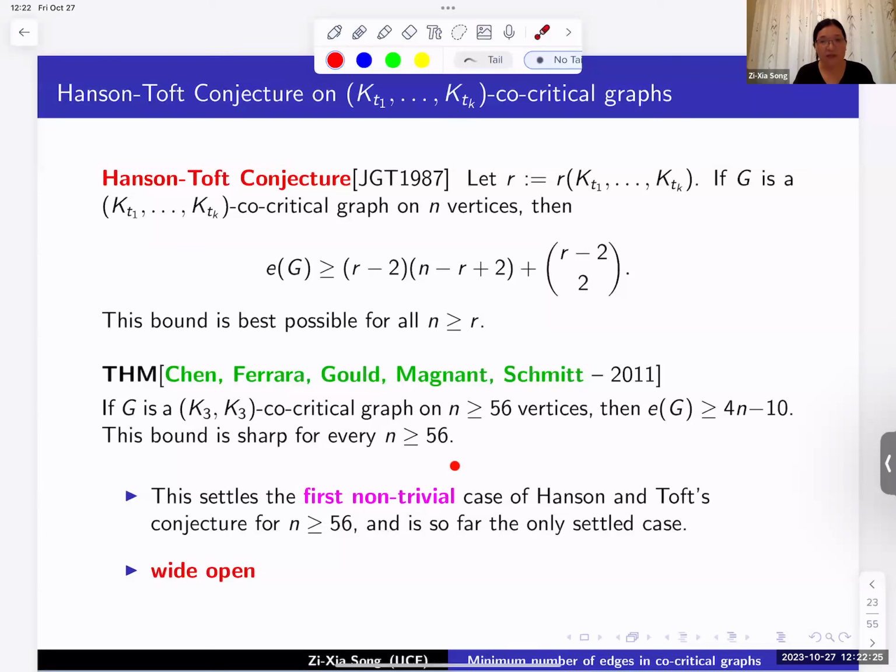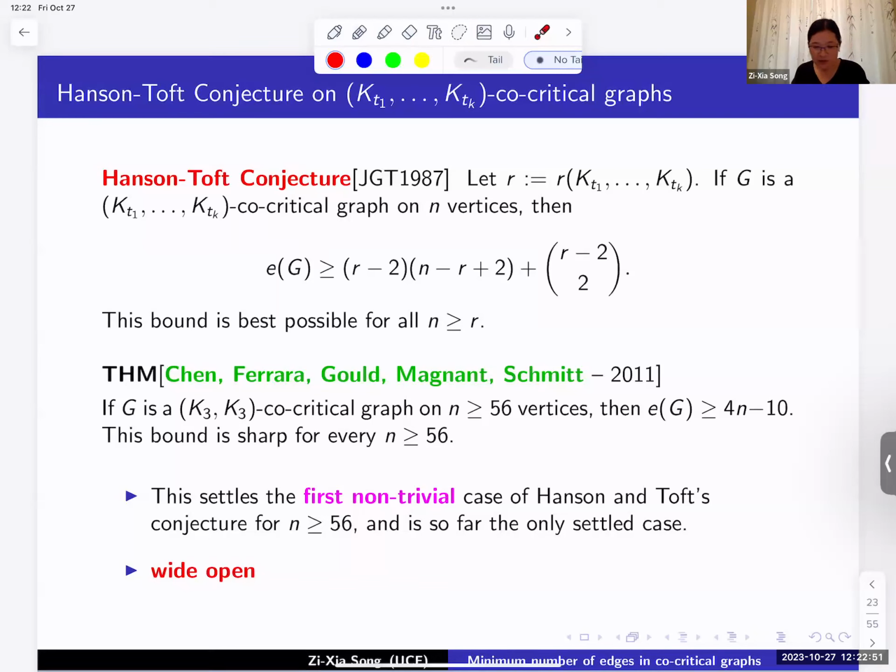Now for n at least 56. And by far, this is the only solved case for this conjecture. Now I spent some time on K3, K4. I still don't have a proof for K3, K4. By the end of my talk, I won't pose any open problems because there are so many during the talk, okay. For this one, only one case is solved.